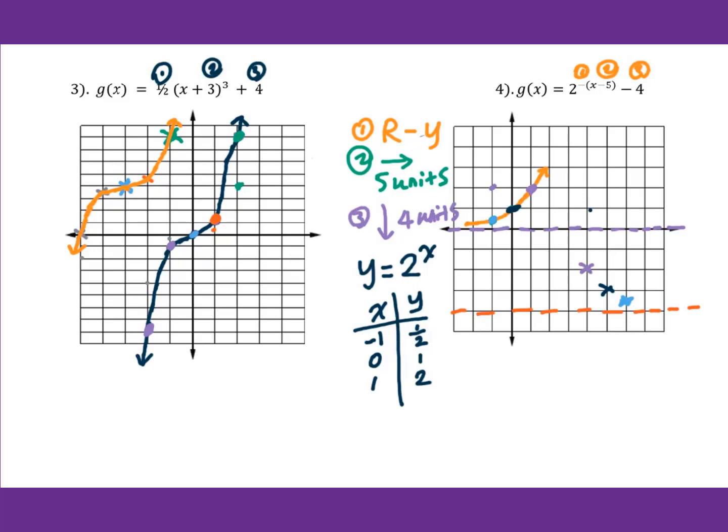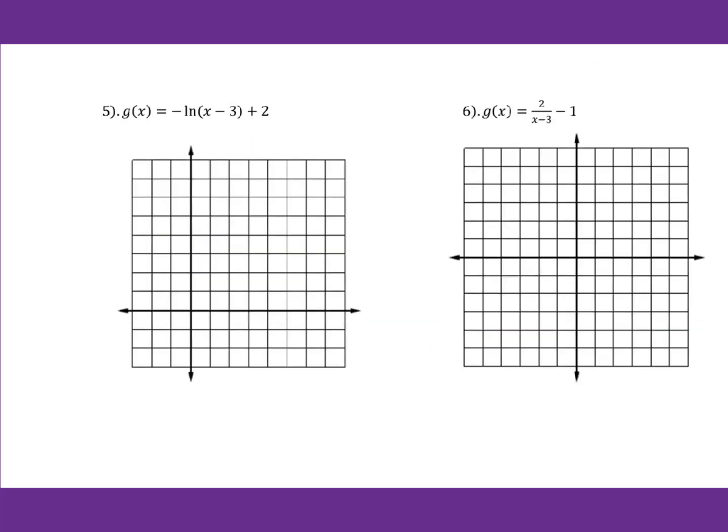Then you need to connect these 3 points this time. We have the asymptote line, so the graph will be like this. For exponential, logarithm and rational functions, there is an asymptote line, so you need to sketch the asymptote line. Let's go to number 5.